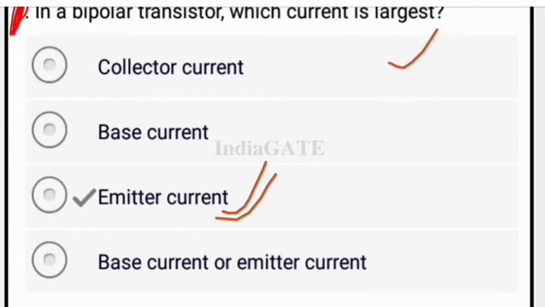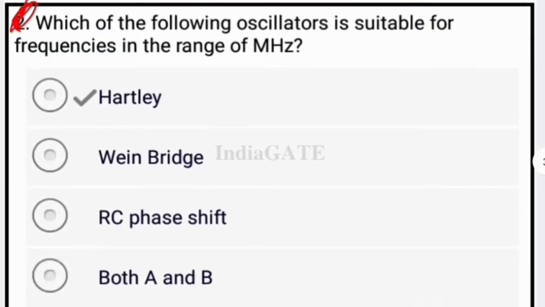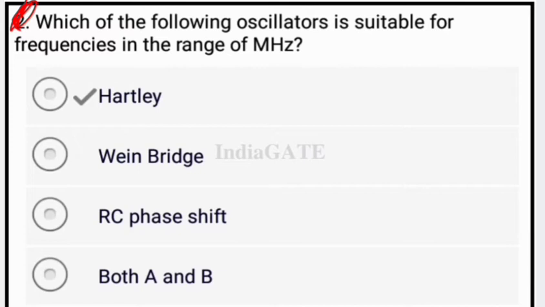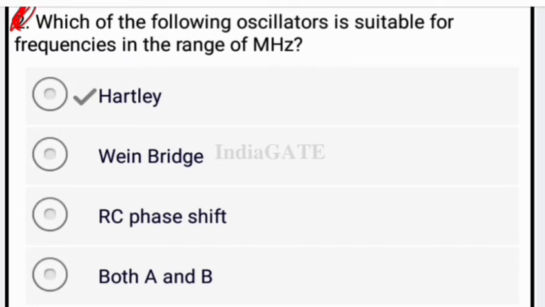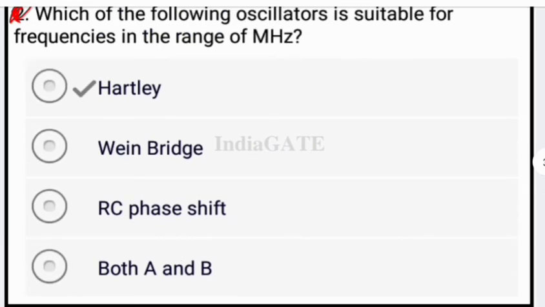Okay, now come to the next question. Here next question is defined as, which of the following oscillators is suitable for the frequency in the range of the megahertz? So that is your Hartley. Okay, this is your correct answer for this question. Option A is your correct answer.